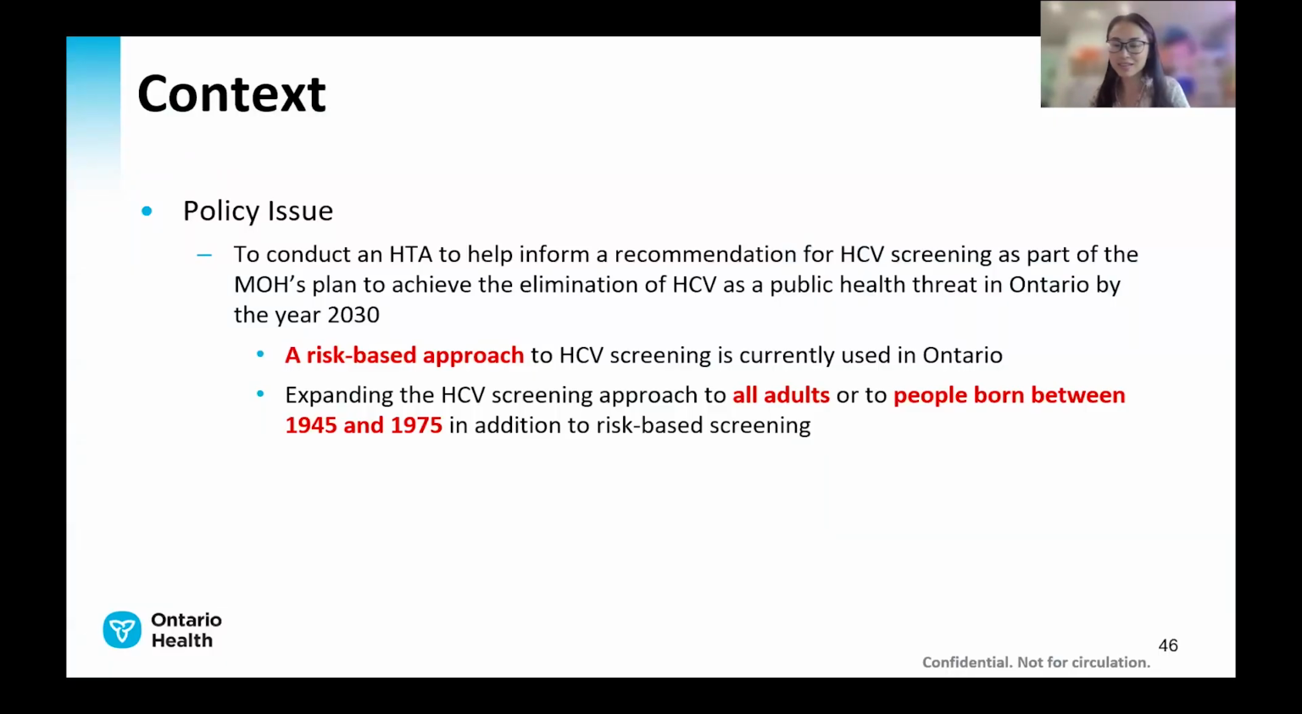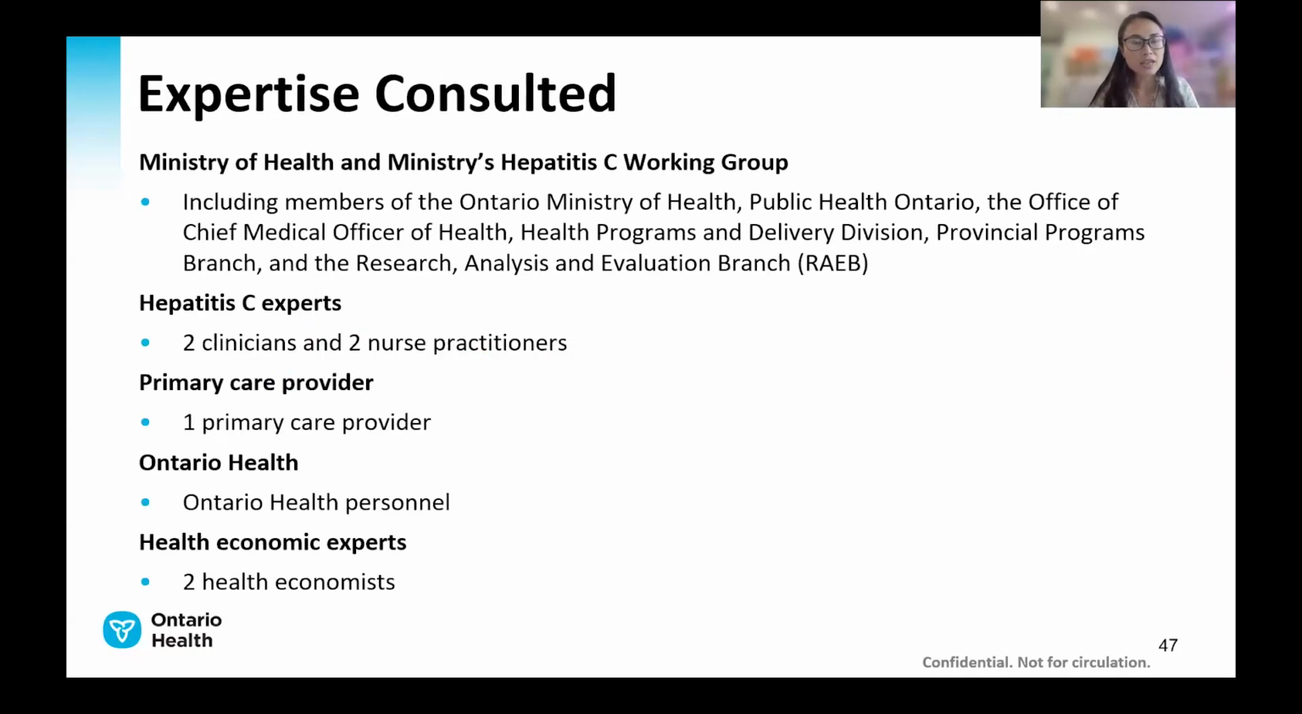So we received a request from the Ministry of Health, as mentioned by Beate. The Ministry of Health plans to achieve the elimination of HCV as a public health threat in Ontario by the year 2023. At the moment, a risk-based screening approach is currently used in Ontario. However, the ministry wanted to look at the option of expanding HCV screening to either all adults or to people born between 1945 and 1975, in addition to risk-based screening. Before conducting the HTA, we did a lot of consultation with different experts in the Ministry of Health, in Public Health Ontario, in the hepatitis C working group, and also with clinicians and health economists in academia.